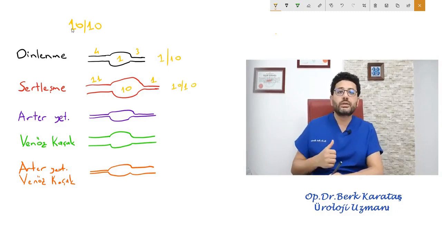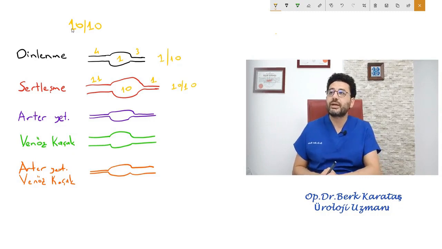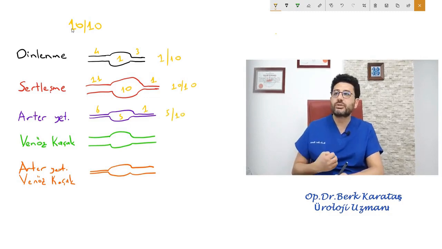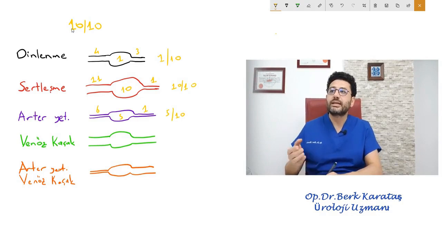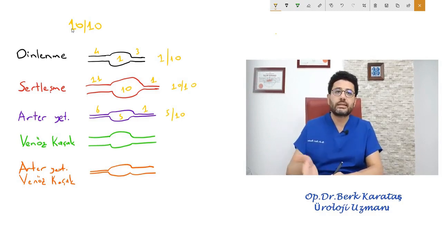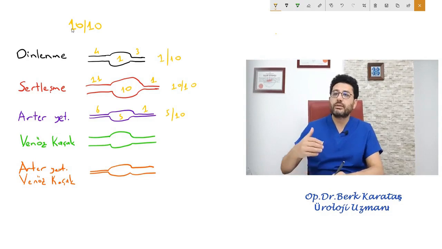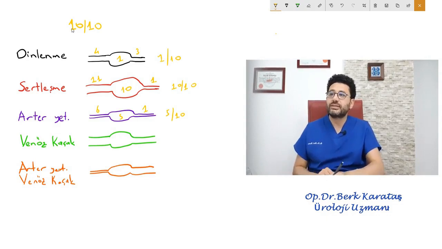So what happens if there's arterial insufficiency? Then the incoming blood flow is not 11 units, but for example, 6 units. The outgoing blood flow is 1 unit. Again, this doesn't change, because there is no venous problem and no venous leakage. So 6 minus 1 is 5, which means a score of 5 out of 10. This indicates that there is an erection problem. We end up with a soft penis that doesn't get very hard. If this is 7, then this number becomes 6. If it's 8, then it becomes 7, and so on. We can say that the condition changes according to the artery's ability to bring blood.